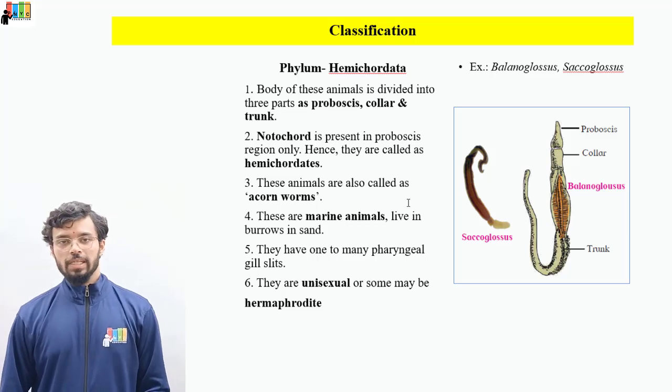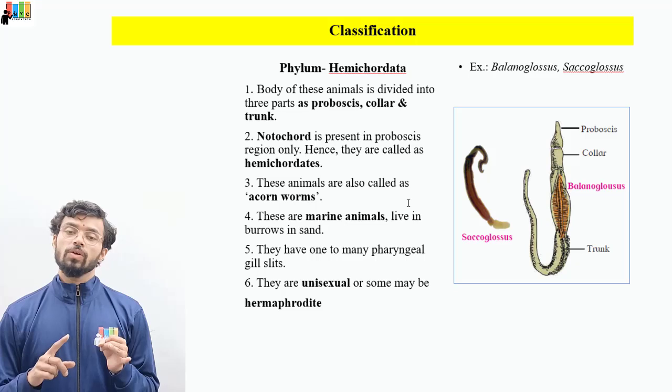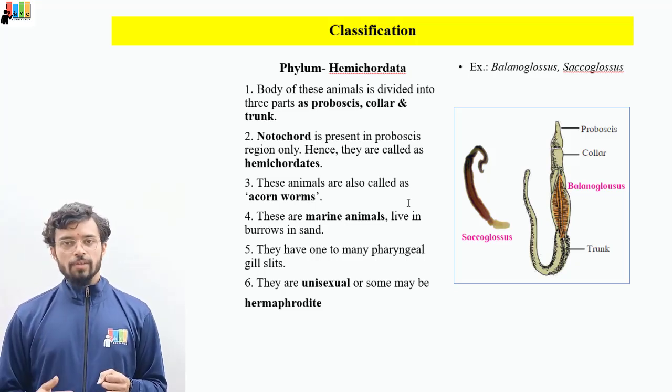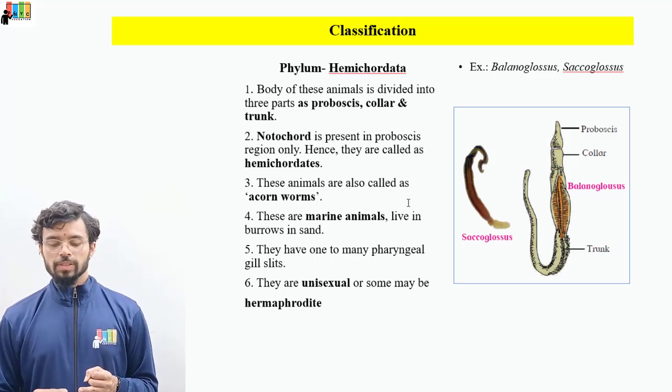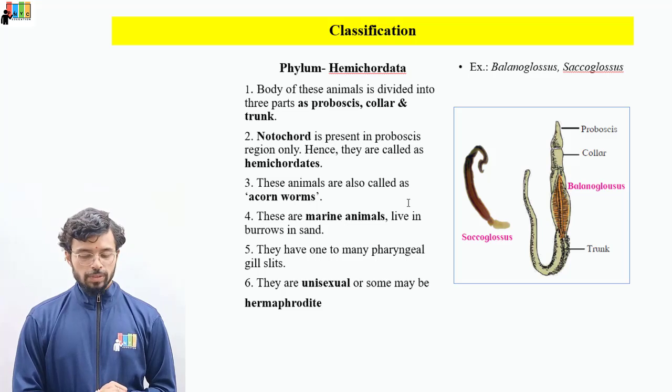What all worms did we see till date so far? We saw flatworms, platyhelminthes, then we saw roundworms, which are aschelminthes. So now this is again a different type of worm known as acorn worms, which are hemichordates. These are again marine animals and live in burrows in the sand.